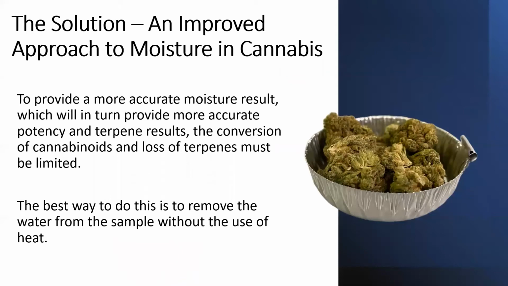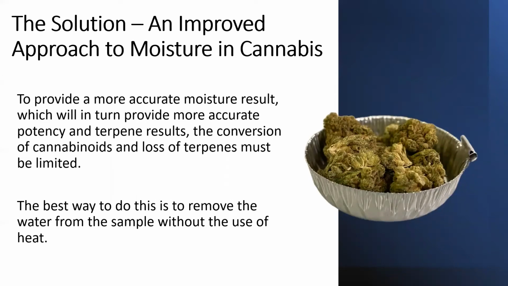Keeping this in mind, you're probably wondering what can be done to prevent this. How can moisture be removed without decarboxylating cannabinoids and causing terpenes to be volatilized? The answer to this question can be puzzling. The best way to remove water is to boil it off.